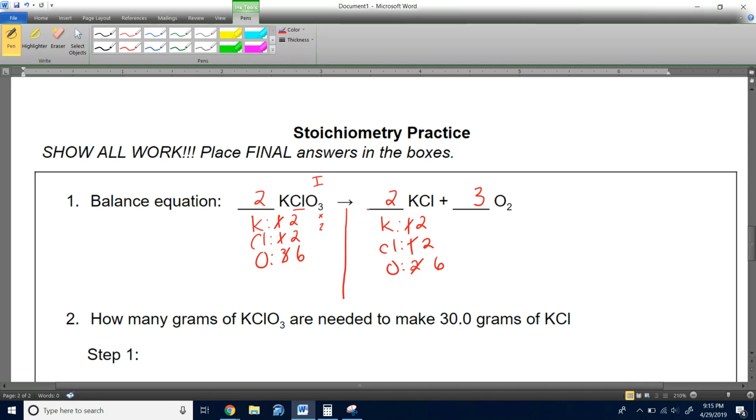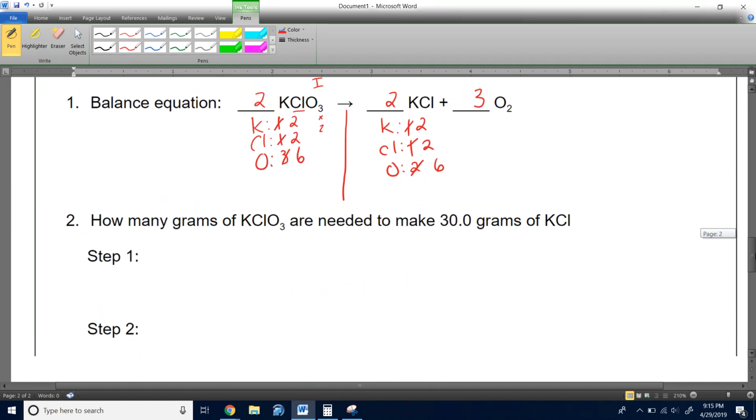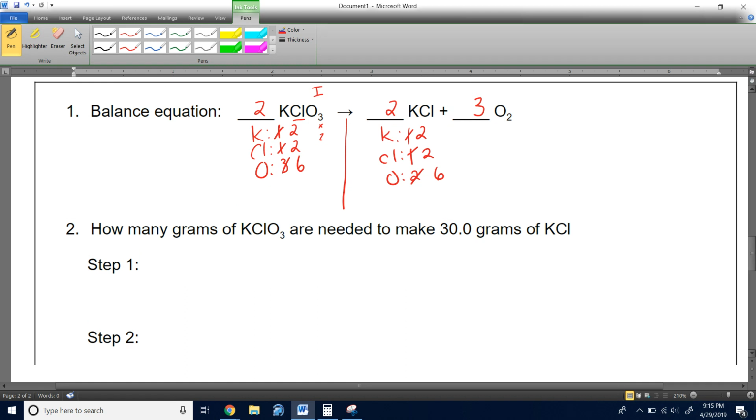So now we have our balanced equation. Here we have our coefficients 2, 2, and 3. Let's go ahead and continue. We're gonna need those coefficients for this next problem. Like I mentioned on our moles ratio practice problems, we should always circle the unknowns, what we're looking for. So how many grams of KClO3 are needed to make 30 grams of potassium chloride?